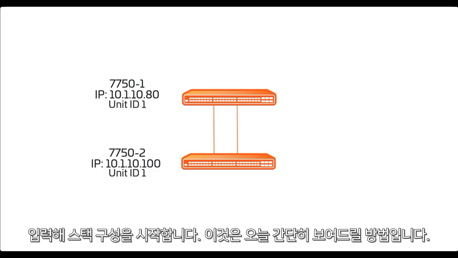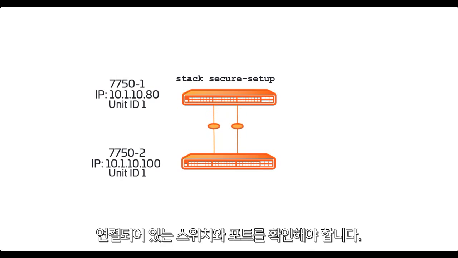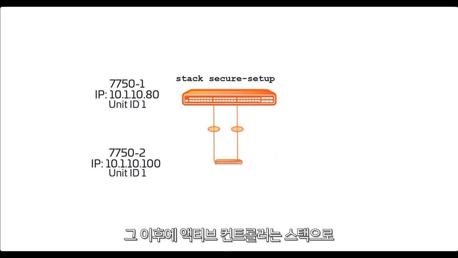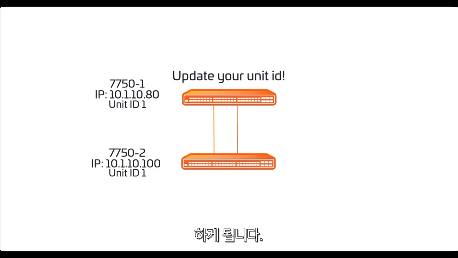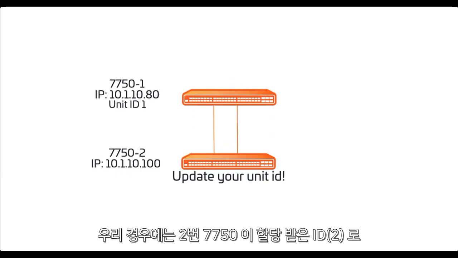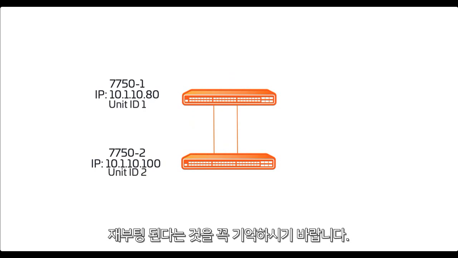Once we initiate the stack secure-setup command, which I will demonstrate here shortly, a few notable things will happen. First, using a Ruckus proprietary discovery protocol, neighboring devices will be identified on stack ports only. Then, the active controller will inform each neighbor in the stack to update its unit ID. In our example, 7752 will be assigned unit ID 2. Devices that receive updated unit IDs will then reboot.